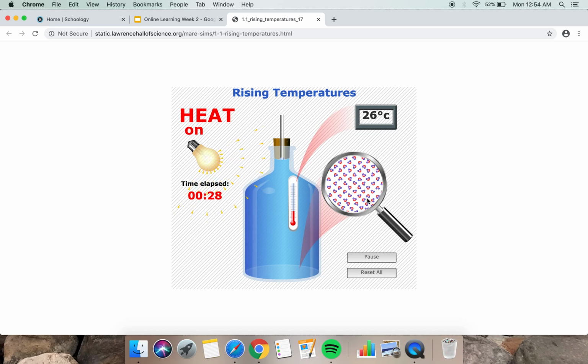Now, as we keep waiting, you might notice that these water molecules are starting to move a little faster. They're jiggling around a little bit more. And as more and more time passes, we're going to see what else happens to these particles.